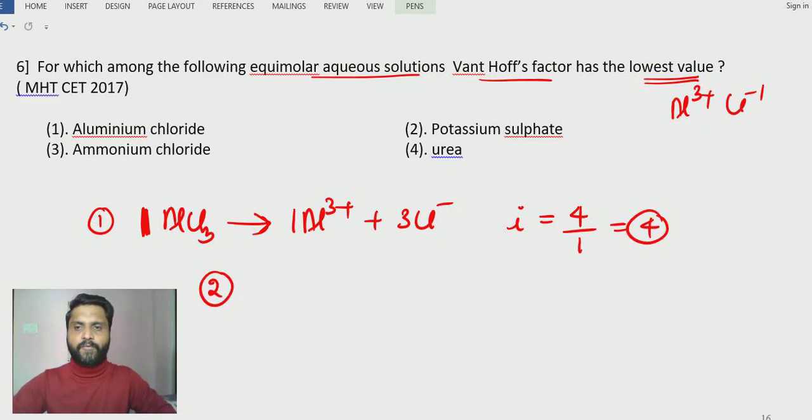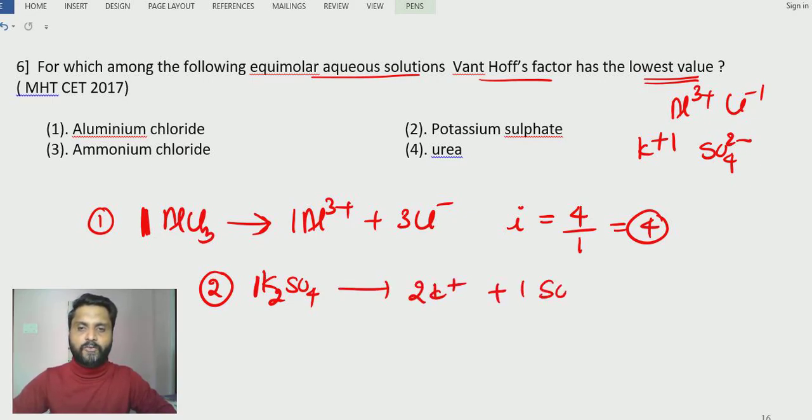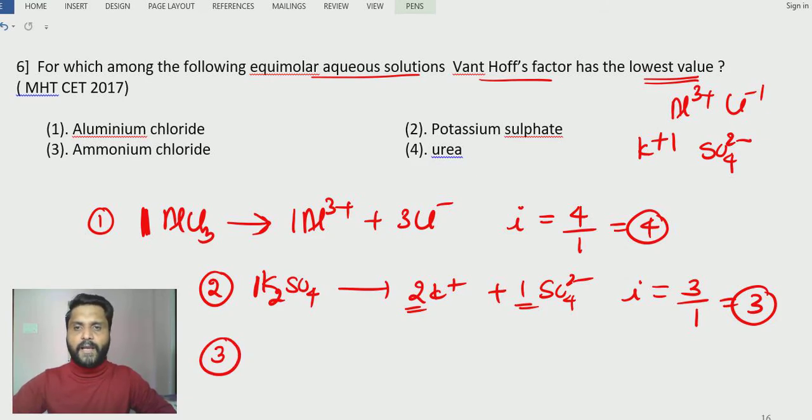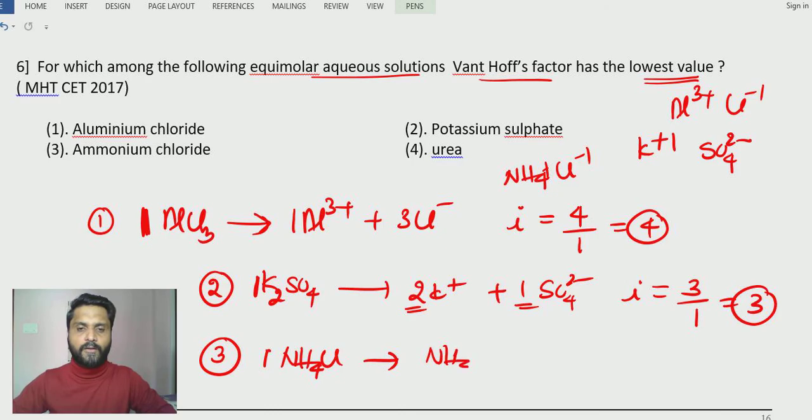Second one, potassium sulfate. Potassium valency is +1, sulfate is SO4 2-, cross multiply, it becomes K2SO4. Let me take 1 mole of the starting material to give 2 potassium ions and 1 sulfate ion, correct, students? So how many ions are produced altogether? 2 plus 1, 3, divided by initial 1, it is equal to 3. Third one, ammonium chloride. Ammonium is NH4+, chloride is Cl-. If I take 1 molar ammonium chloride, it will give ammonium ion plus chloride ion. So it gives 1 plus 1. So i is equal to 2 ions produced per mole of the starting material.